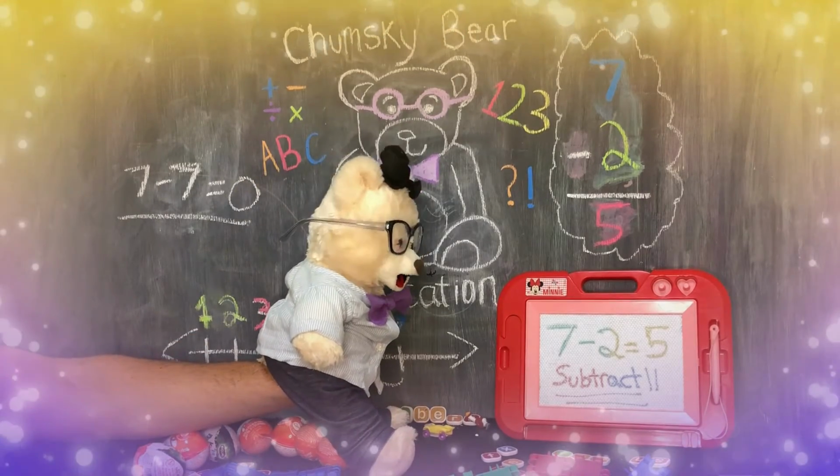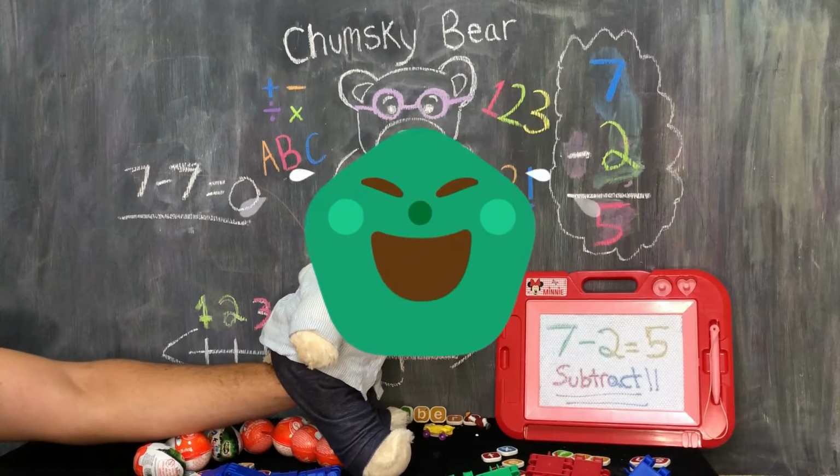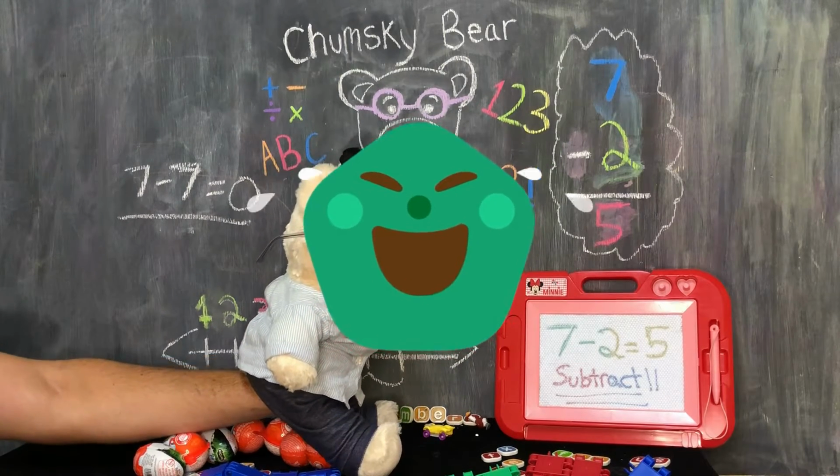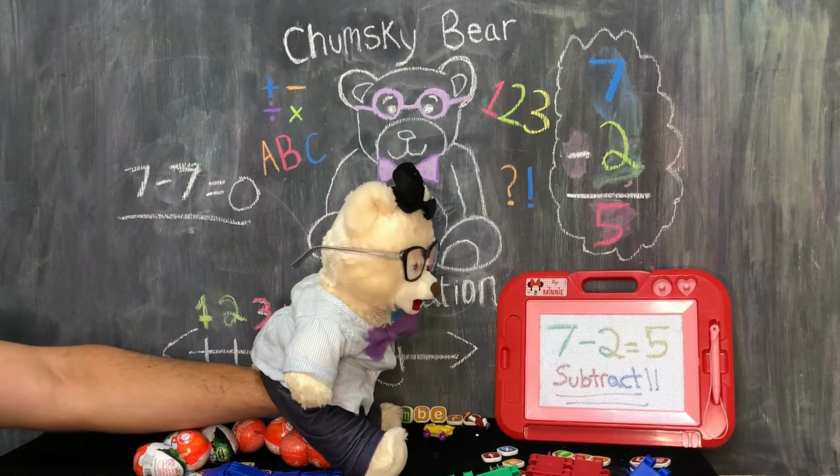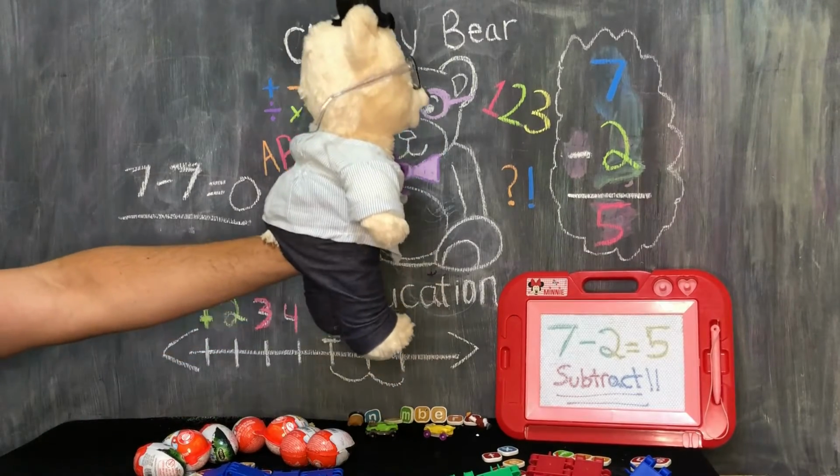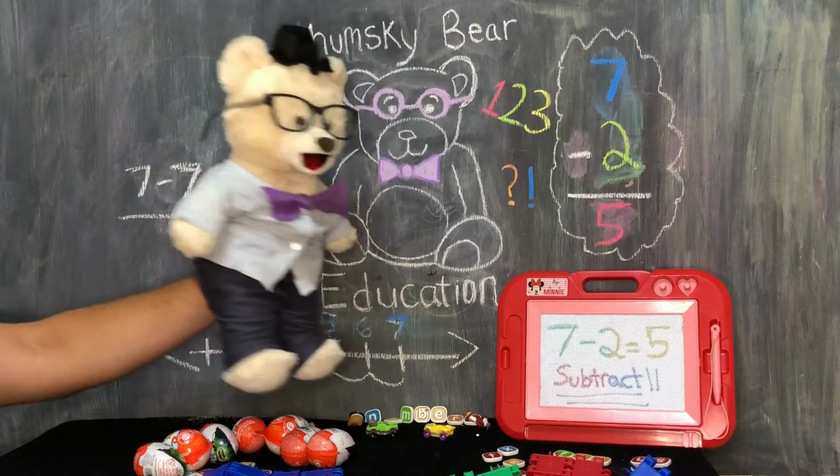Did you say your handwriting is neater than mine? Oh, thanks a lot, Chumsky. But there you go. You have 7 minus 2 equals 5. And you can also write it down. 7 minus 2 equals 5.